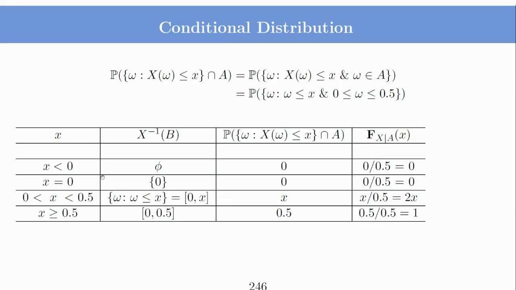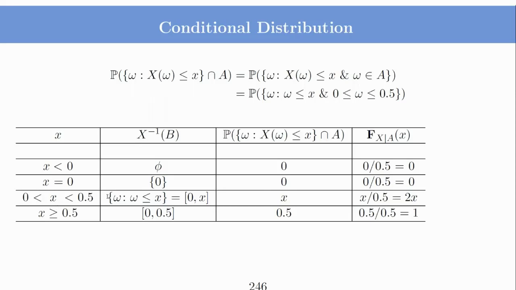So this depends on x. If x is less than or equal to 0, this condition will be that omega should be less than 0, and then this condition is omega is greater than 0. So there is no intersection and this will be a null set. So the probability of the null set would be 0. So the CDF would be this probability divided by the probability of A, which will be 0. Similarly, if x is 0, there is only one value which will satisfy both conditions, that is the singleton at 0. Probability of this is also 0, so the CDF is also 0.